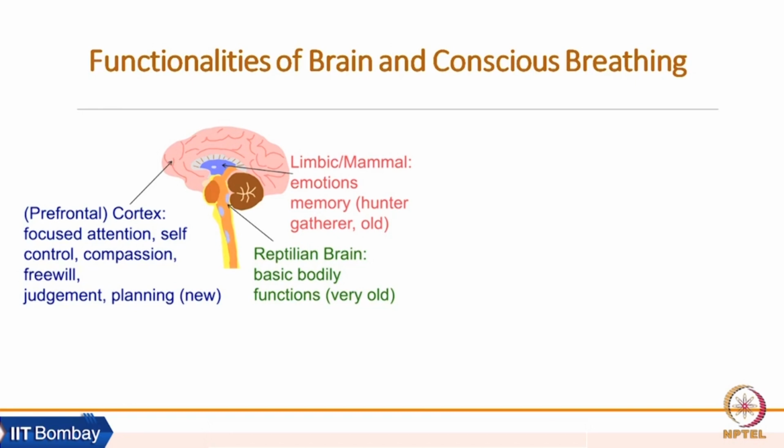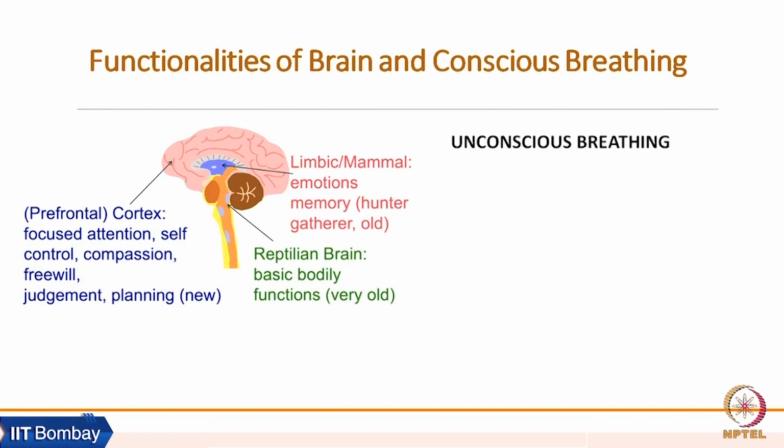The limbic brain, which first started appearing amongst the mammals, is related to emotions and memories. So naturally it is related to relationships, association, building family, working together, those aspects. That is the limbic brain. And the prefrontal cortex is the most evolved part of our brain, related to the most sophisticated executive function or cognitive activities like attention, self-control, compassion, free will, judgment, planning, etc.